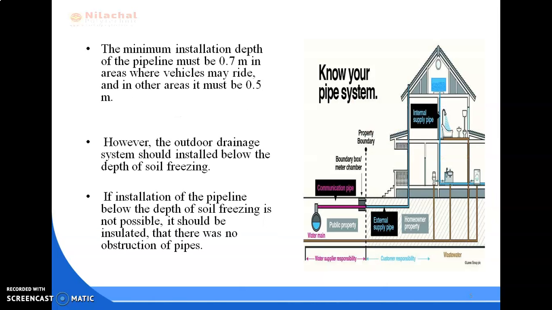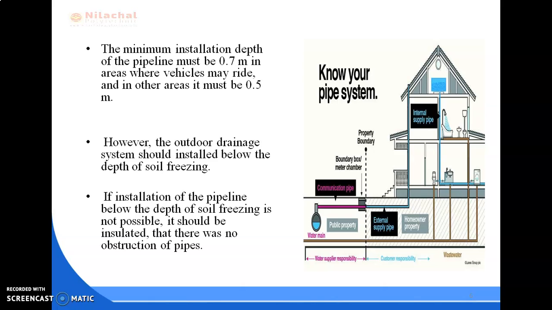And the minimum installation depth of the pipeline must be 0.7 meter in areas where vehicles may ride, or in heavy traffic areas. In other areas, or basically in less traffic areas, it must be 0.5 meter. However, the outdoor drainage system should be installed below the depth of soil freezing.